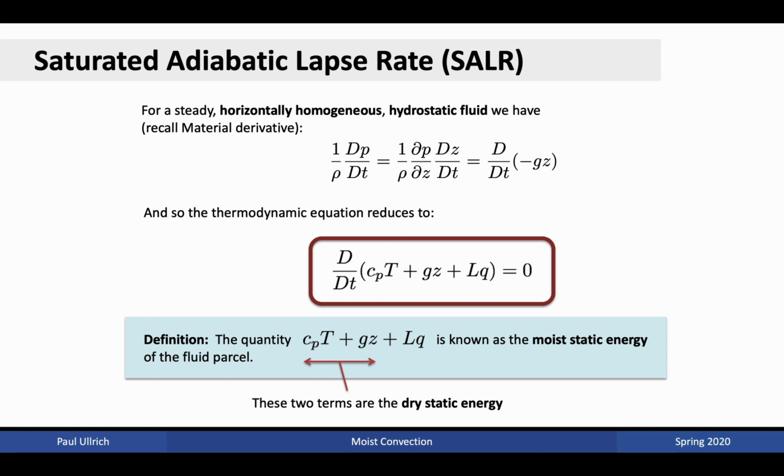If moisture was not present, that is, if q is equal to 0, then the first two terms of this expression would be known as the dry static energy. Note that this encapsulates different energy contributions to the total energy of the fluid parcel, including internal energy, potential energy, and any energy that comes because of the phase change of water.